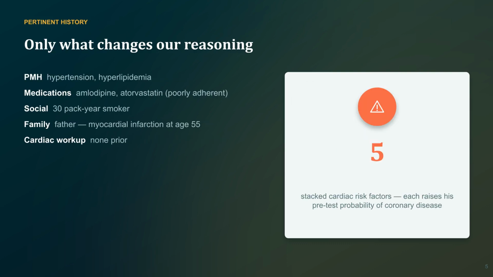Regarding his history, he has hypertension and hyperlipidemia, though he is poorly adherent to his medications. He is a 30-pack-year smoker with a family history of premature myocardial infarction. These are important, as each of these factors significantly raises his pre-test probability of having coronary artery disease.